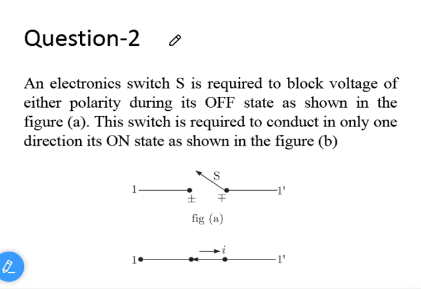Now, this is given in one of the previous GATE exams. An electronic switch S is required to block the voltage of either polarity during its off state as shown in the figure. This switch is required to conduct only in one direction in its on state as shown in figure B. Means I need a switch which can block either voltage and which will allow current only in one direction. Let us look into the question.